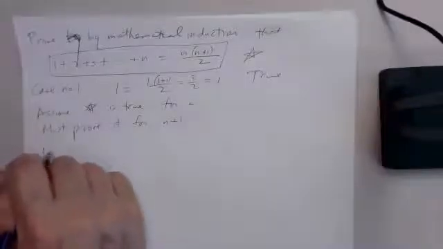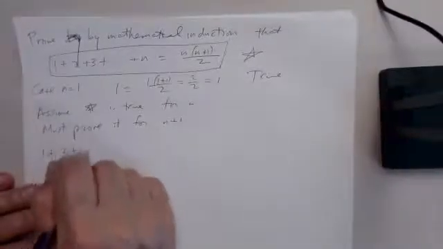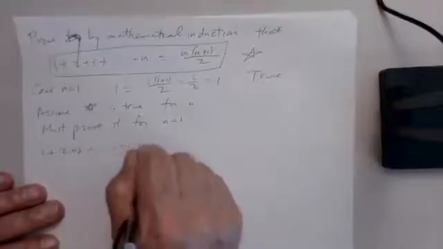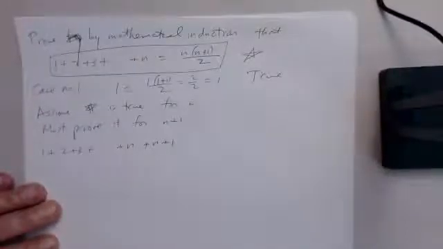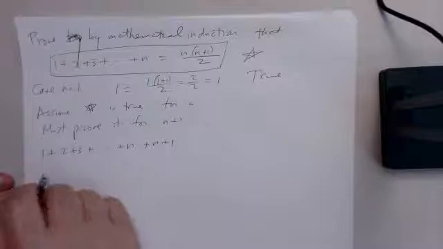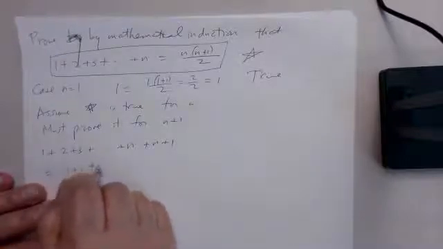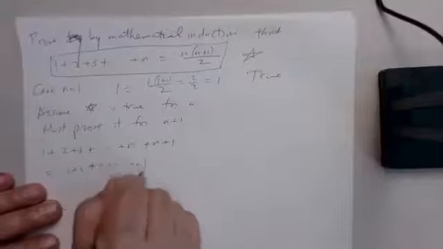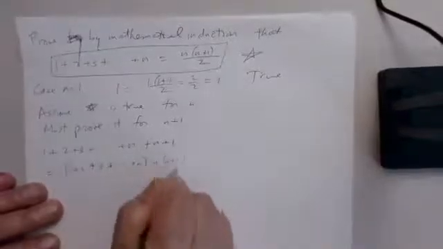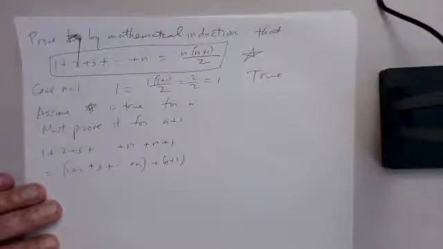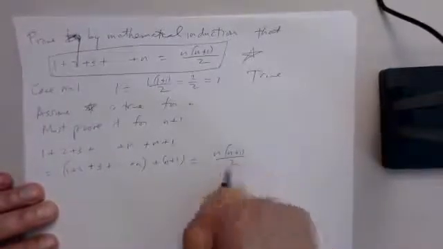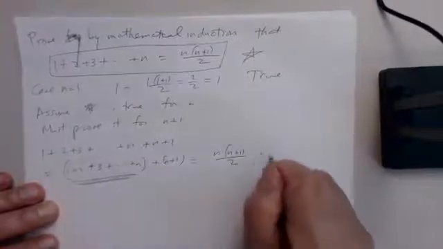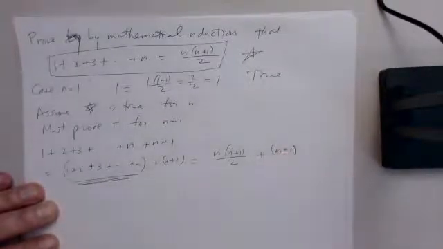It means we have to look at the sum 1 plus 2 plus 3, not just up to n, but to n plus 1. And what is that? Well, we can think of that as the sum up to n, and then add n plus 1 to that. And because we're assuming that star is true for n, this is equal to n times n plus 1 over 2, plus n plus 1.